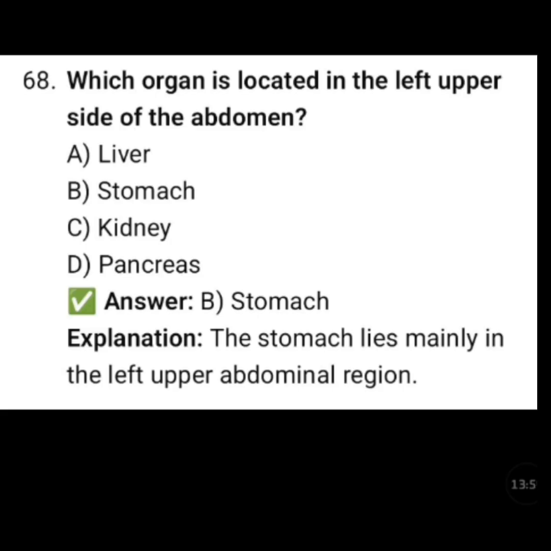Which organ is located in the left upper side of the abdomen? Liver, stomach, kidney, pancreas. The correct answer is option B, stomach. The stomach lies mainly in the left upper abdominal region.